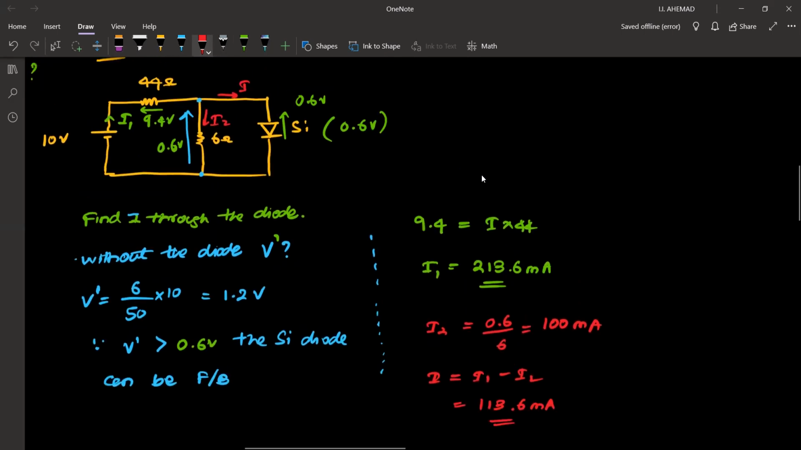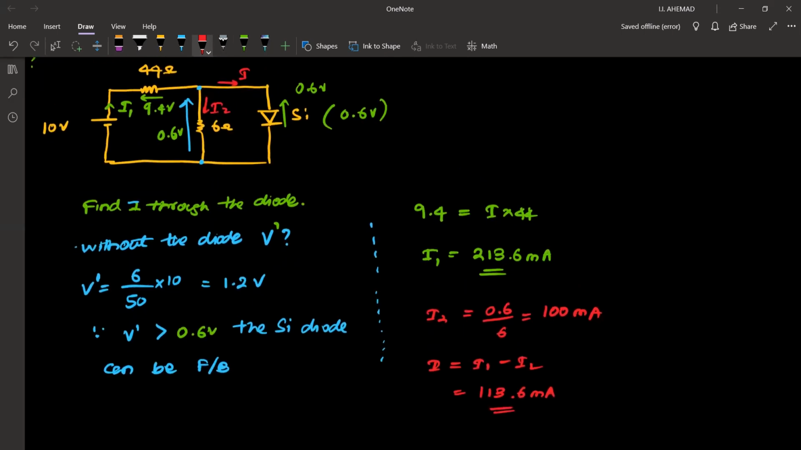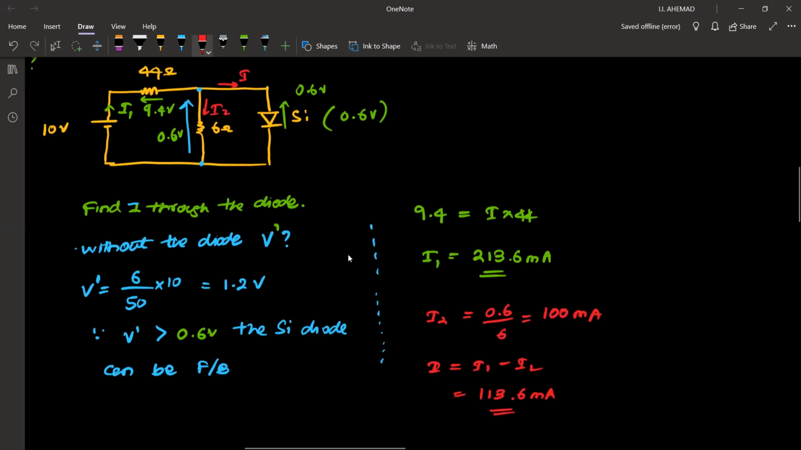Is this question clear, or should I explain once again? Those who got this idea clear, can you raise hand? Or if you have any doubt, you may ask.